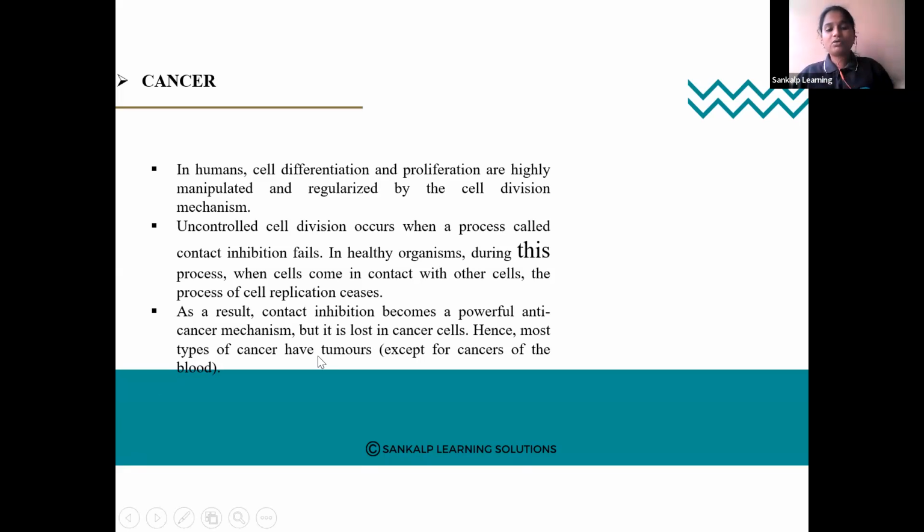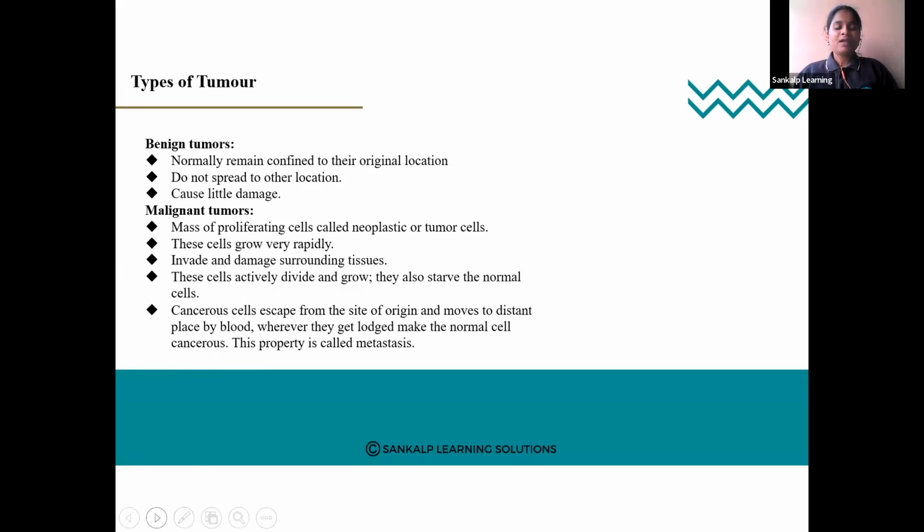Hence, most types of cancer have tumors. So cancers usually form tumors, except blood cancer. When we talk about tumors, we have two types of tumors here: benign tumors and malignant tumors. Benign tumors are usually confined, fixed at one original tissue or organ. They do not spread to other parts, they cause little damage.